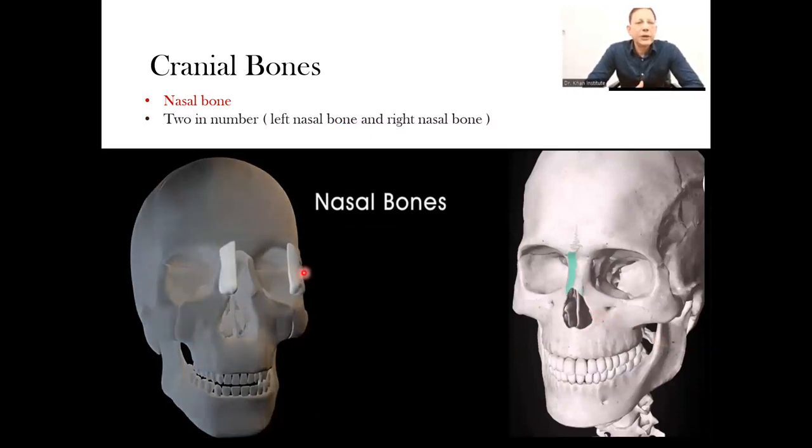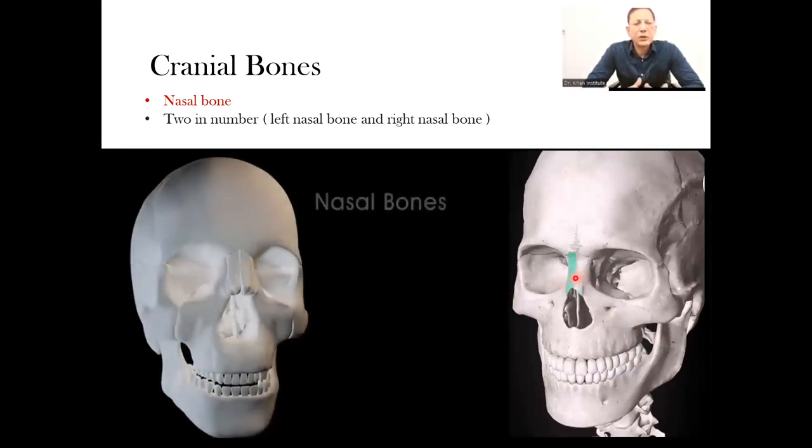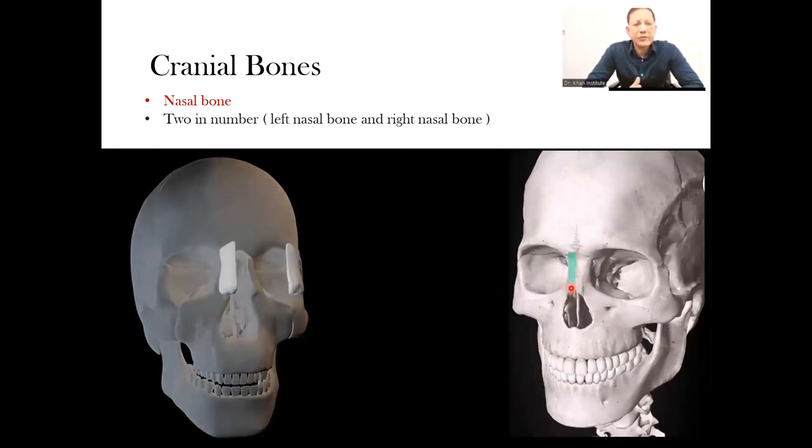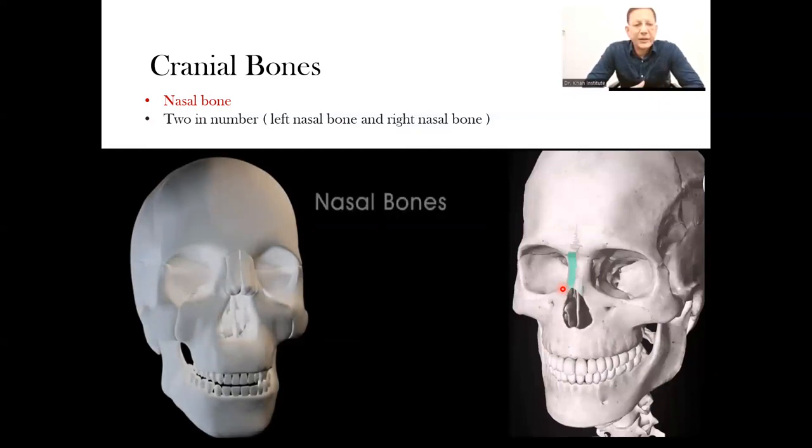Nasal bones are a pair of small rectangular-shaped bones that are fused in the midline, creating the nasal bridge of the nose. They contribute to the overall structure and shape of the nose, which is the central feature of the face. So it contributes to the overall aesthetic appearance of the face.